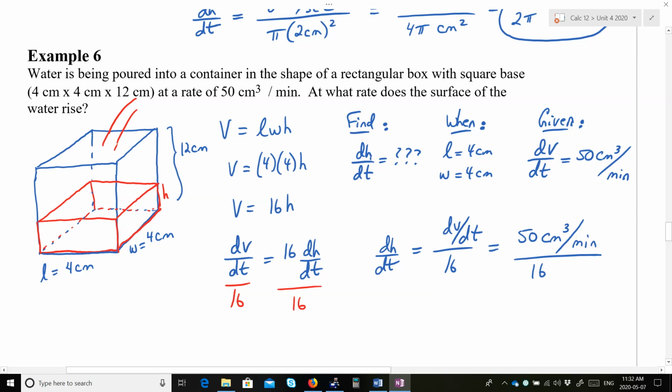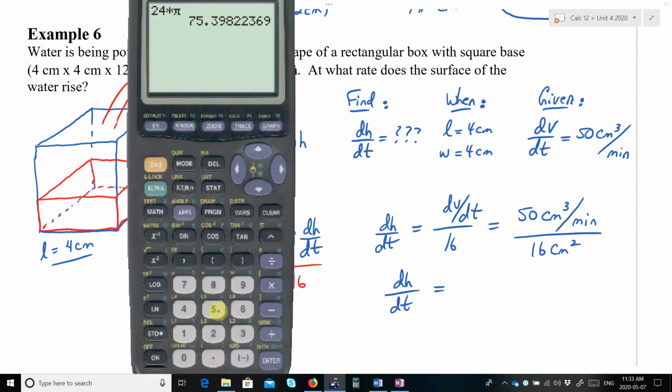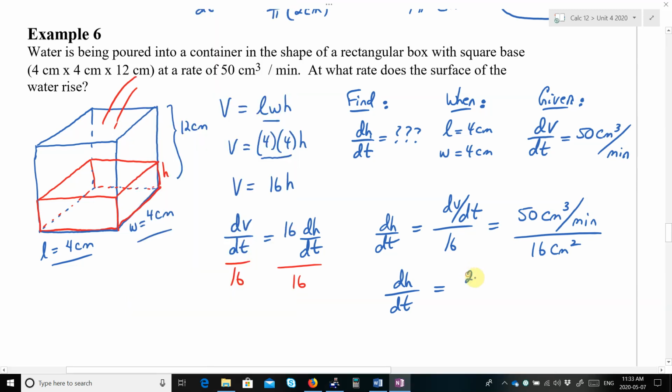And the 16 actually came from that 4 times 4 length and width. Notice the length and width are both in centimeters, so the 16 is 16 centimeters squared, and that's going to make sense for our units. 50 divided by 16 is 25 over 8. Centimeters cubed divided by centimeters squared is centimeters per minute, which is the change in height with respect to time.